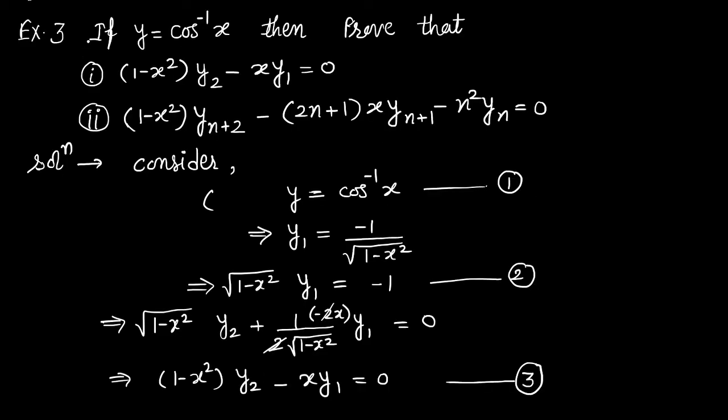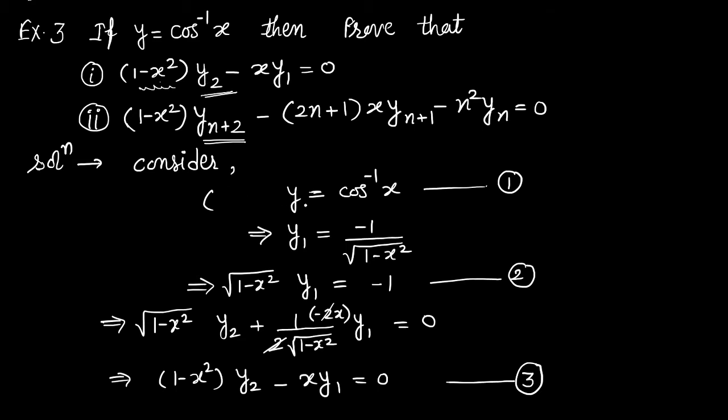Now, example number 3: if y equals cos inverse x, then prove the first result and second result. In the first result, the highest order derivative term is y2. Therefore, we differentiate y two times, then we will get the first result. In the second result, we have yn plus 2. That means we differentiate the first result n times, and since here the algebraic term is a product of two functions of x, the term 1 minus x square into y2, we differentiate n times by using Leibniz theorem and find yn plus 2.